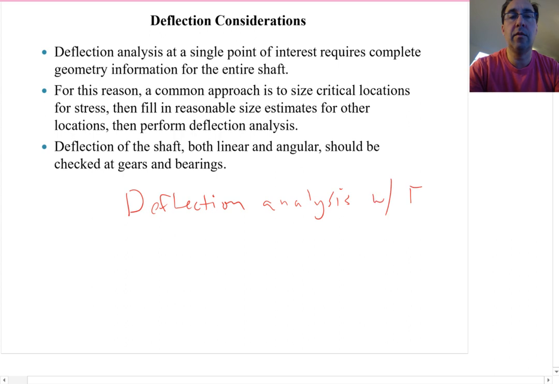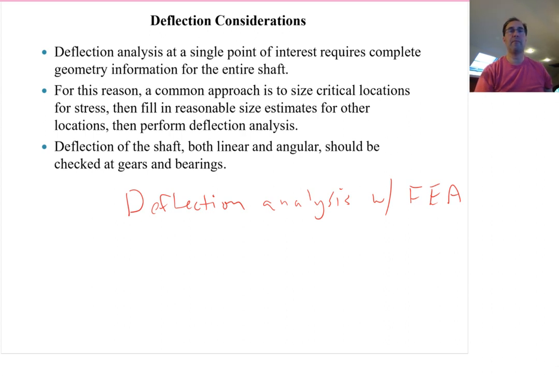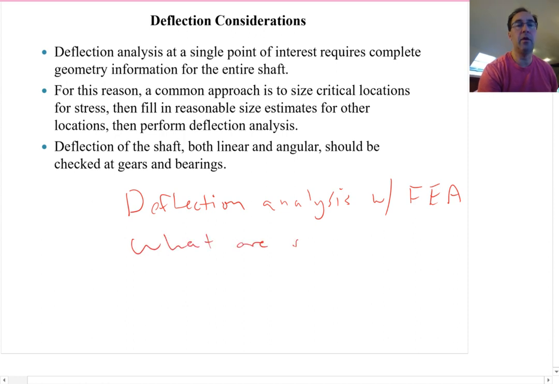You can do your deflection analysis using FEA, but you need to know what some limits are, right? What are the limits for what you find? So your FEA code can give you what your deflections are, but it can't tell you the reasonable limits of deflection. And deflection includes lateral deflection and also angular deflection.